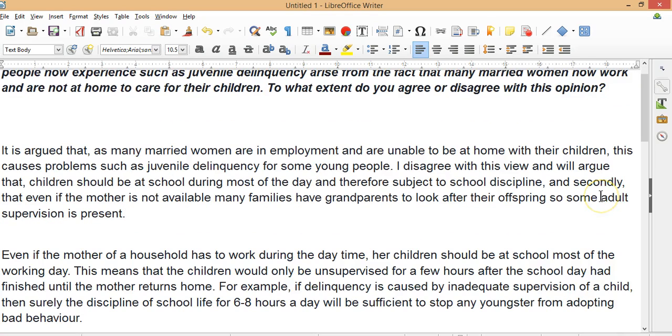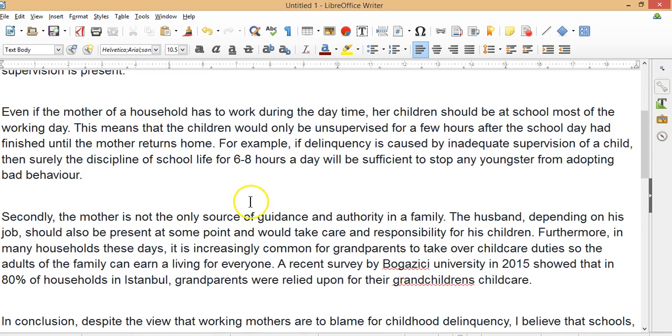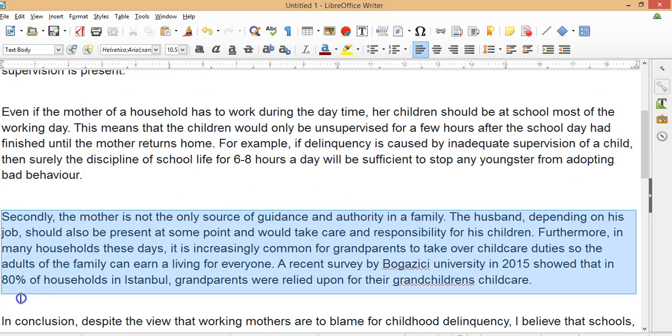So my 2 main ideas. Now, you only need 2. One main idea, which you develop in paragraph 2. Children should be at school during the day and therefore subject to discipline at school. And you don't have to give any examples or reasons there, because you're going to be doing that in paragraph 2. So the second main idea, even if a mother's not available, it's usually grandparents who look after the kids, so there's some adult supervision. So even if a mother is at work, there's someone there. So we will see. That's the main idea for paragraph number 3.